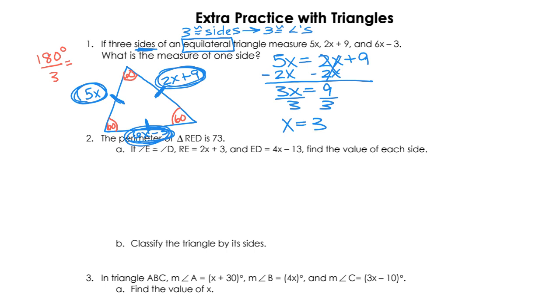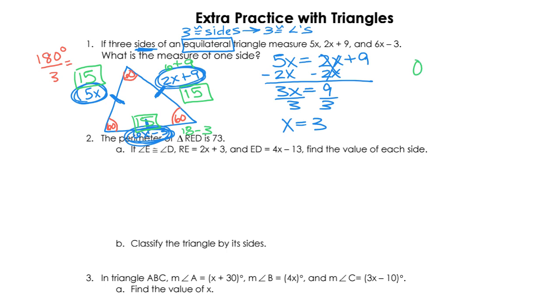However, we didn't answer the question. They want to know the measure of one side. I'm going to show you how by plugging in 3 to all the sides, they're all going to come out equal. So on this one, this is 5 times 3, which is 15. 2 times 3 is 6. 6 plus 9 is also 15. And on the bottom here, 6 times 3 is 18. And 18 minus 3 is, you guessed it, 15. And so all 3 sides end up being 15.